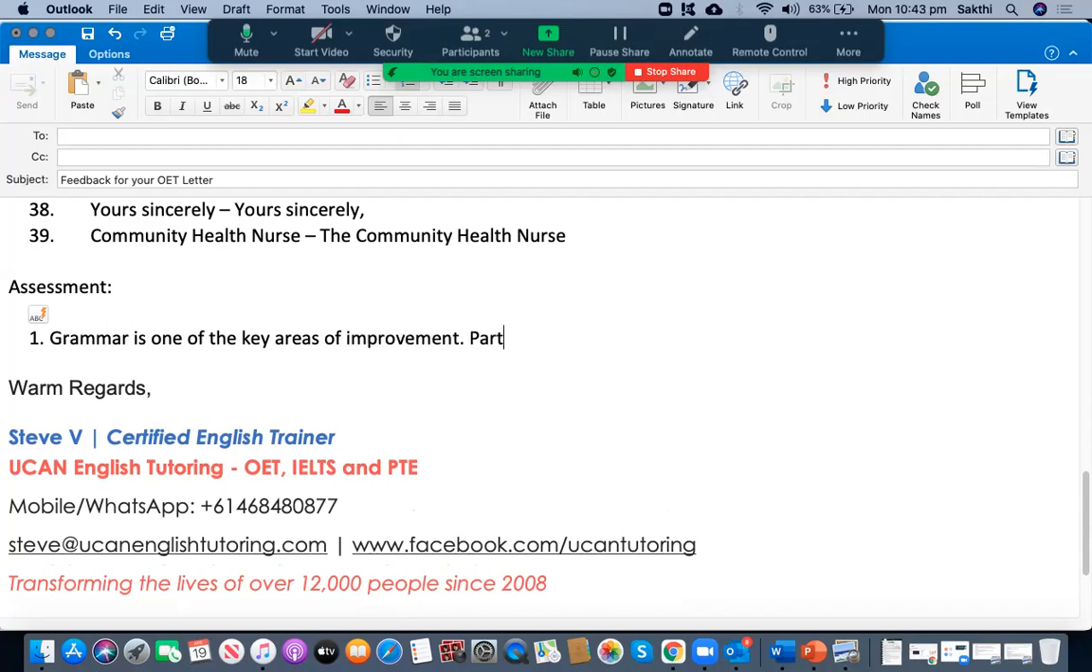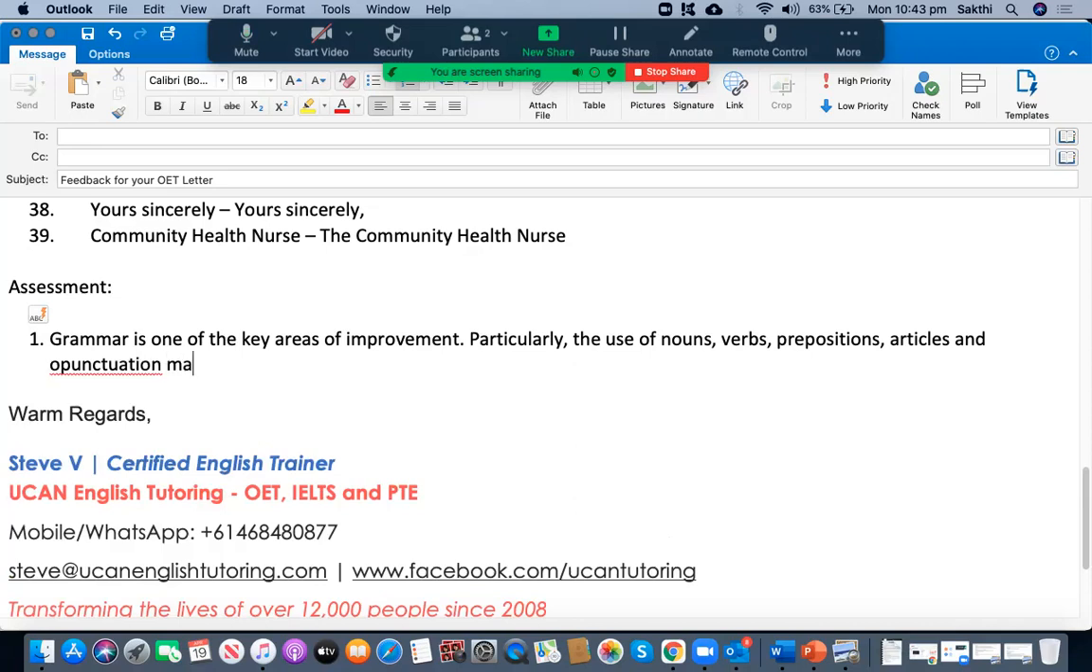Particularly the use of nouns, verbs, prepositions, articles, and punctuation marks was not up to the mark. Okay, was not up to the mark. That's one of the major mistakes.